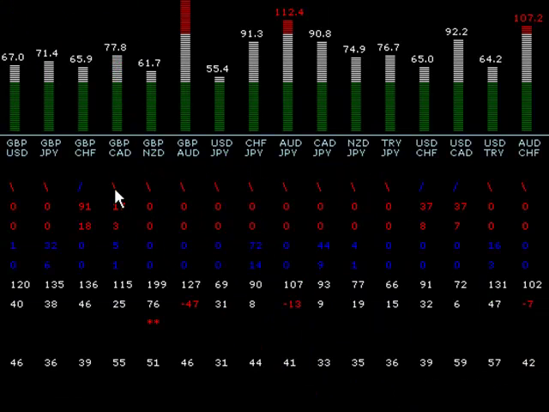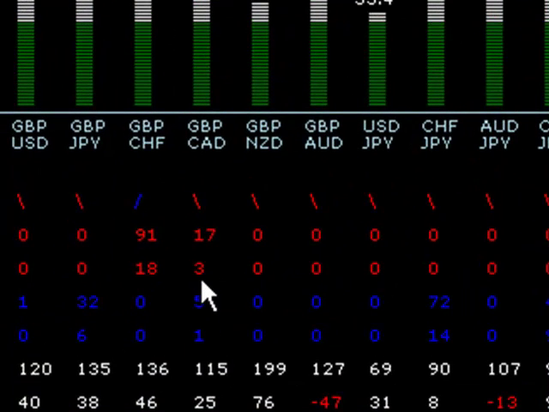If we look at the next column along, Sterling Canadian dollar, this is a little more interesting because we've got a high frequency count of 17 within the last 4 hours. So it's made 17 new highs in the last 4 hours, but also 5 new lows in the last 4 hours. And over the last 5 chart periods, which is 20 hours, it's made 3 new highs and 1 new low. From the statistics, this would indicate that the pair is possibly range bound.